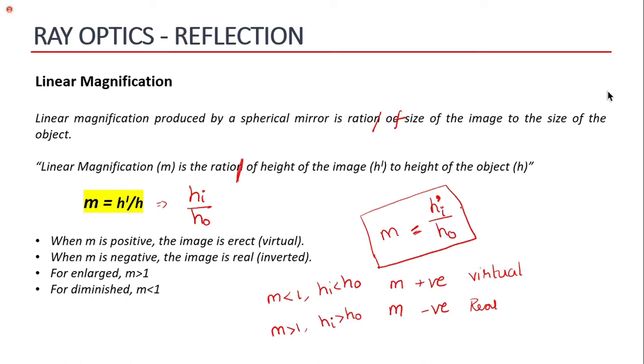Now see, height of the image by height of the object into length of the image by length of the object. Right? What do I get? Area of the image by area of the object. We'll do numericals anyhow. Okay? So that's not linear magnification in terms of your spherical mirror. Clear?